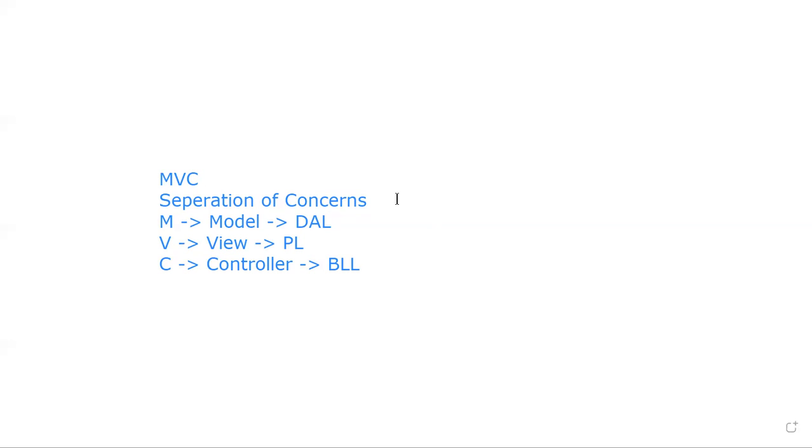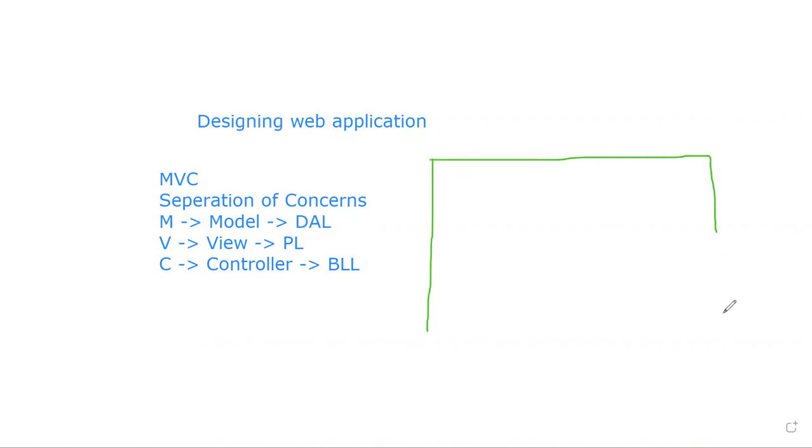MVC is defined as a separation of concerns which is used for designing a web application with different layers separated from each other. That is called MVC. So for example, MVC is used for designing web applications. What is a web application? For example, we can take a browser.